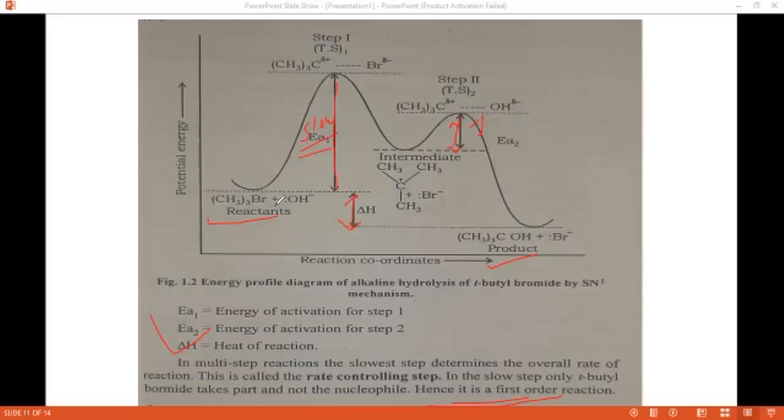So in the SN1 reaction, the tertiary butyl bromide reacts with sodium hydroxide or potassium hydroxide, then the tertiary butanol, tertiary butyl alcohol, is formed.